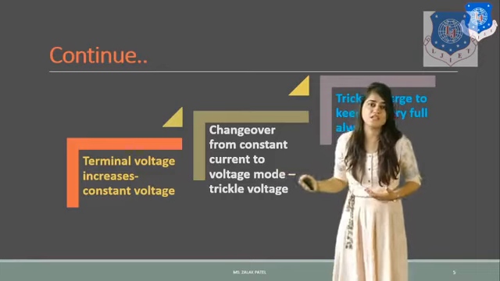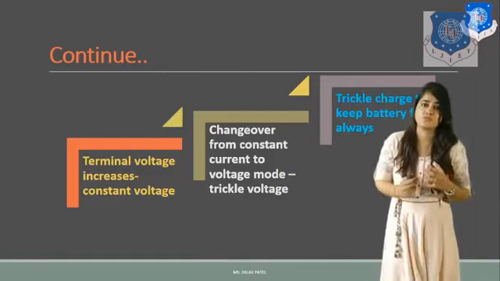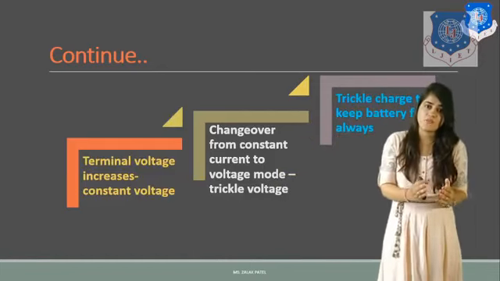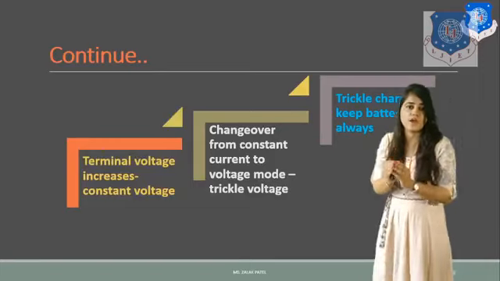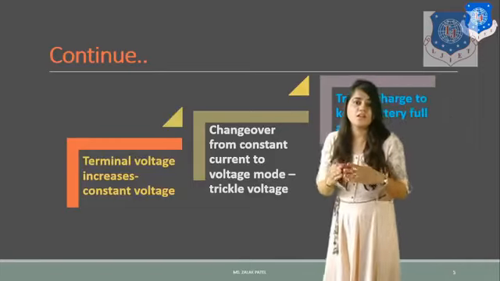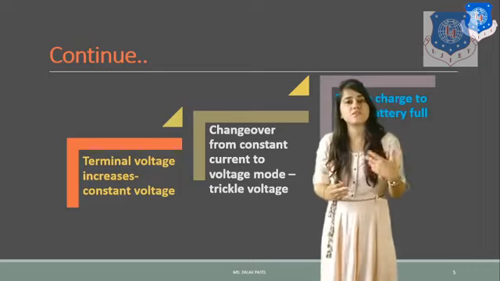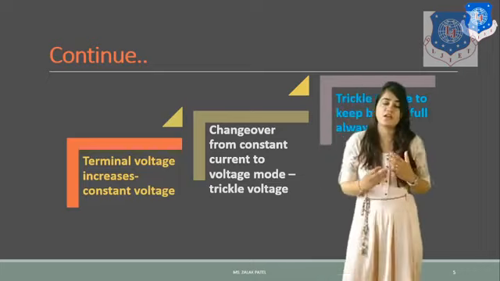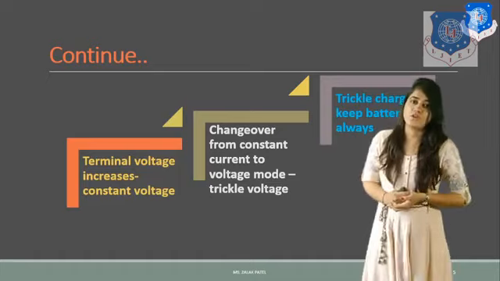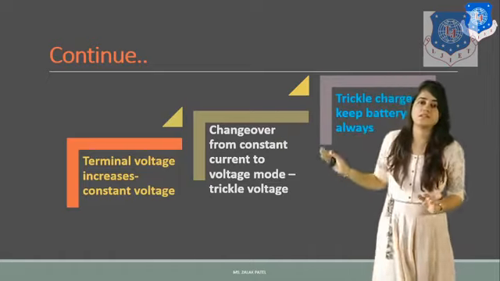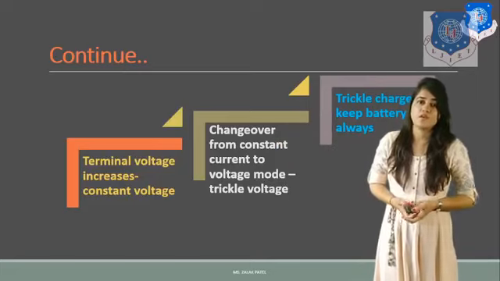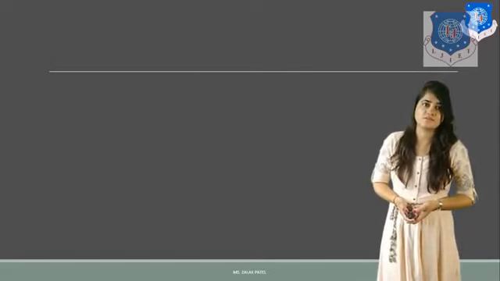So this normal charging process is divided into three parts. First, the terminal voltage increases up to a point, then it reaches some point where the two graphs intersect, meaning the constant current mode is converted to the constant voltage mode, and after that it increases again. So these are the three steps used for charging of UPS batteries.